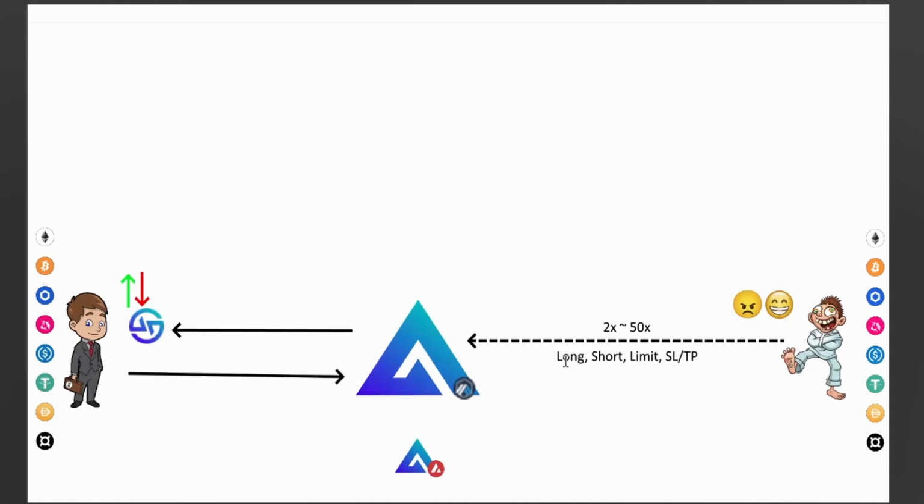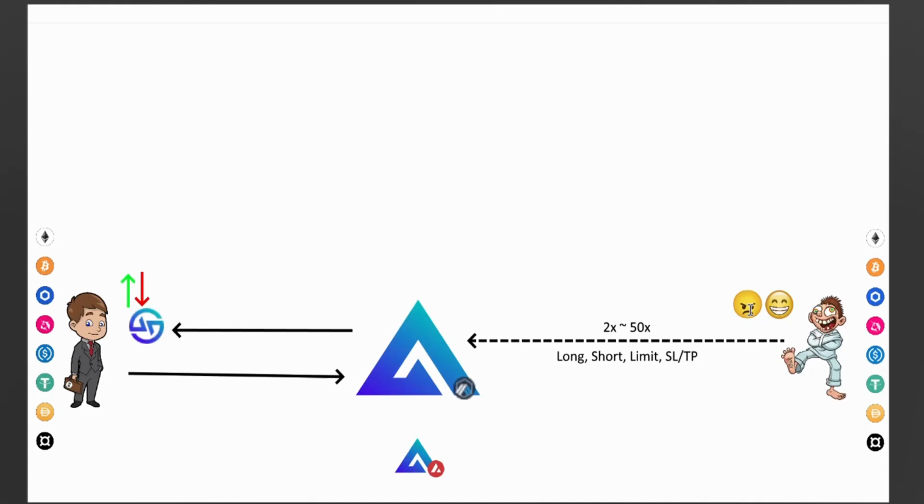Now, if he is opening a long ETH, then he will need some ETH. If he's shorting ETH, then he needs some stable coins. He doesn't necessarily need that, but he can zap from any of these tokens into it, but there will be a trading fee on top of that.